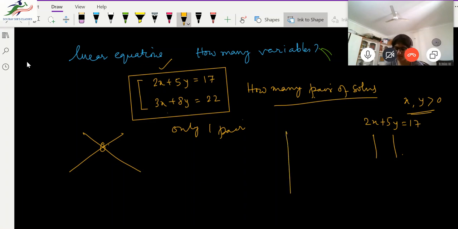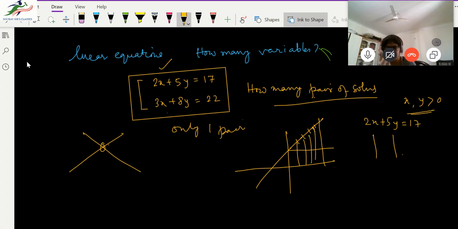And why were we getting so many solutions in the earlier case? Because in the earlier case, this was our line, and we had taken x and y greater than 0. So everything falling in this space, and the total was, let's say, 50. So all these integral points we found out in the previous solution. But in this case, we are given two lines, one like this, one like this. So wherever they intersect, that will be the solution pair.